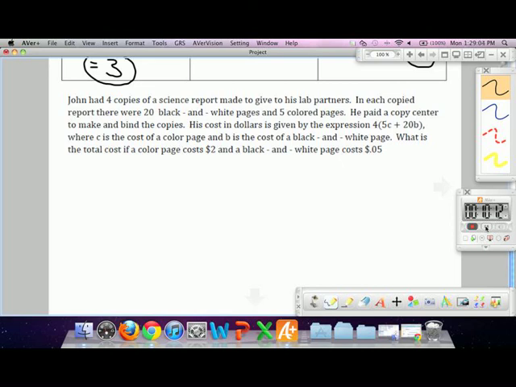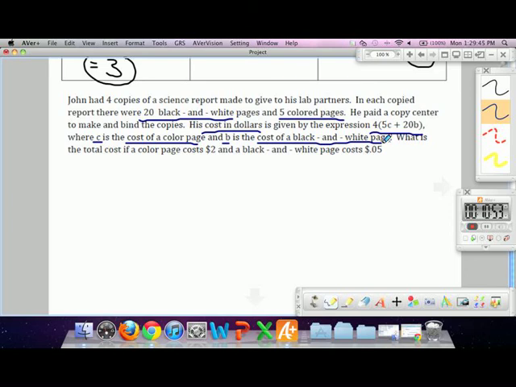Well, some important info we can get out of that in particular. We know that there are 20 black and white pages and 5 color pages. We know that the cost in dollars is given by that equation. We know that C is for color pages and B is for black and white pages. Then what's the question? What are we trying to find when we're done? What number do we want in the end? Total cost. We want to know how much money we spent.